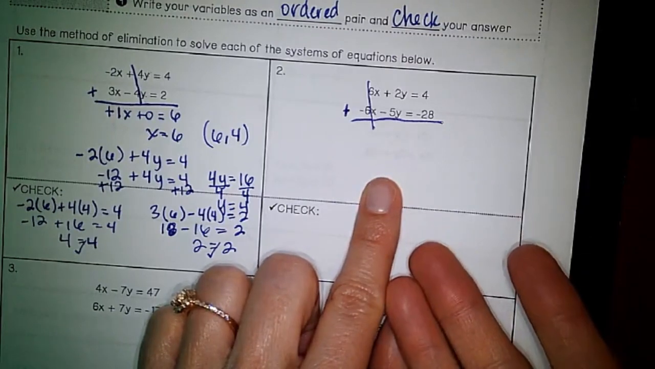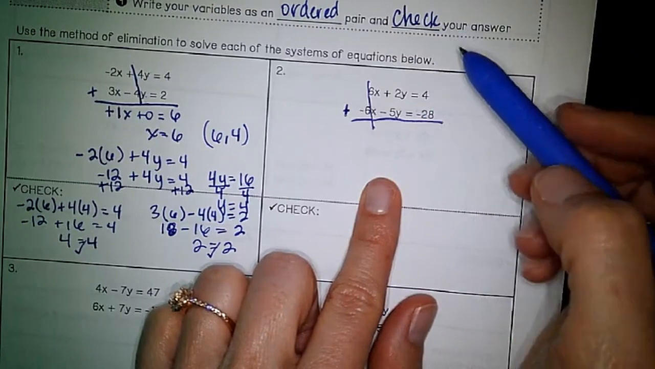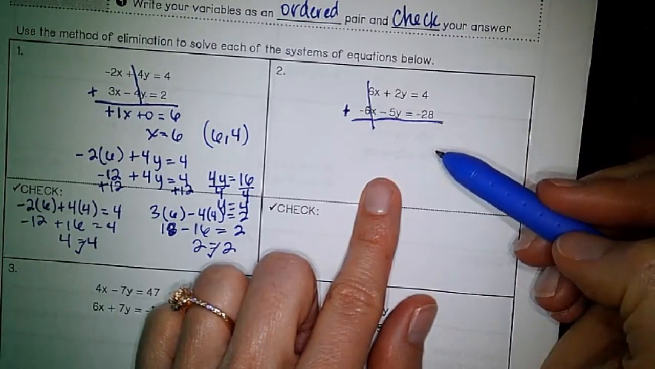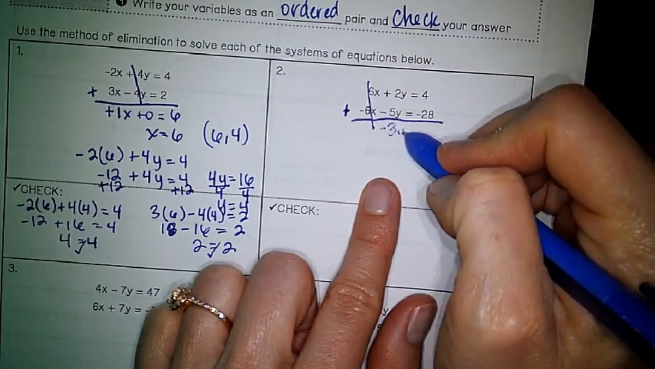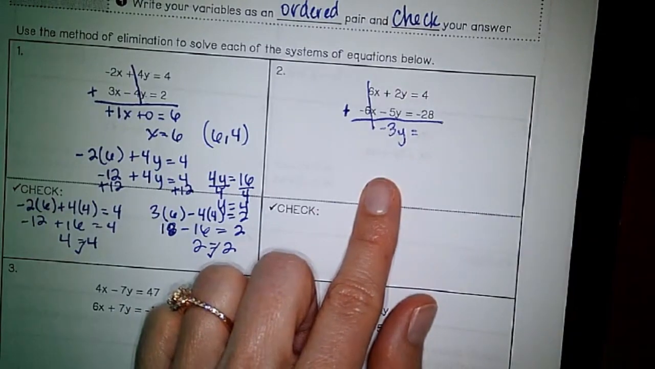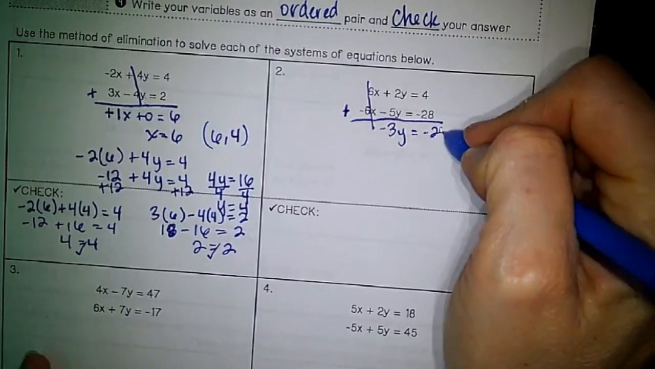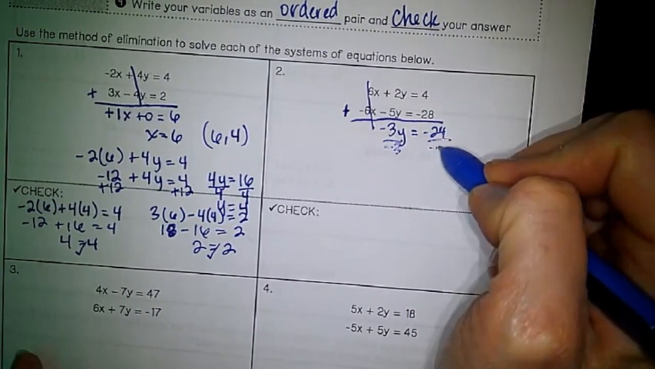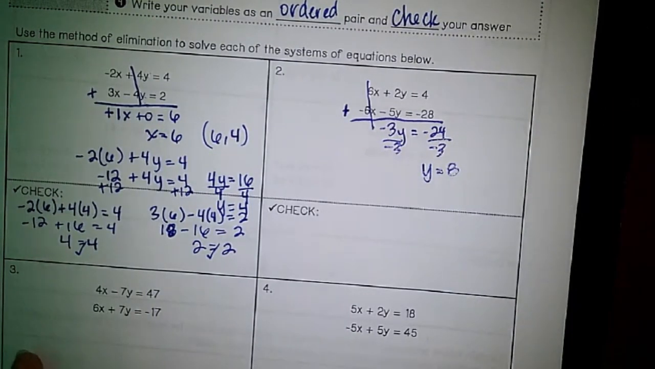Whichever one looks the closest. Wait till you get to multiply. It's going to be fun. 2y plus a negative 5y. 2 minus 5 is? Negative 3y's equals 4 minus 28, negative 24. Then we divide by negative 3. Y equals 8. Now we take that value for y and substitute it back into an equation.